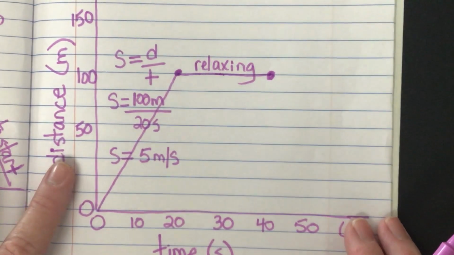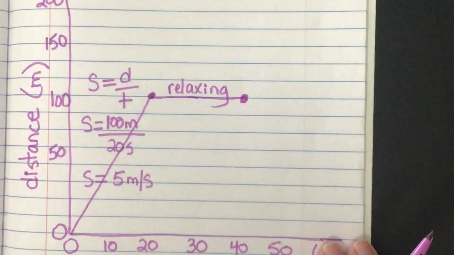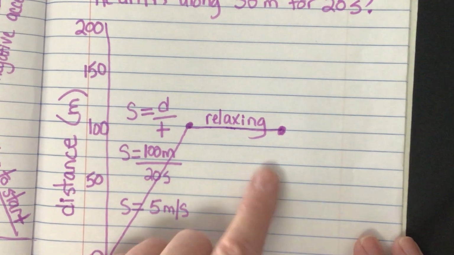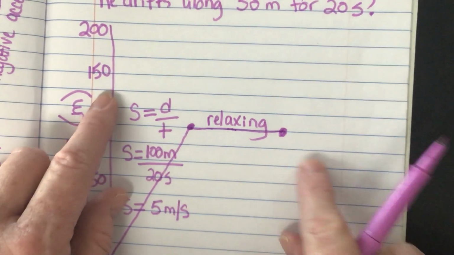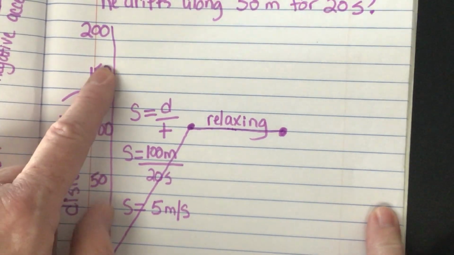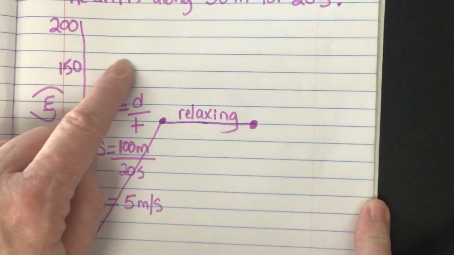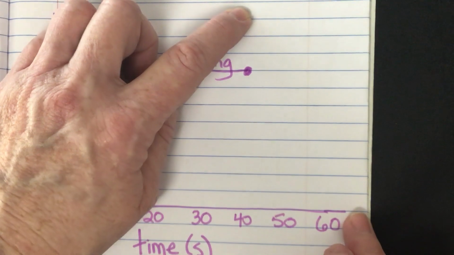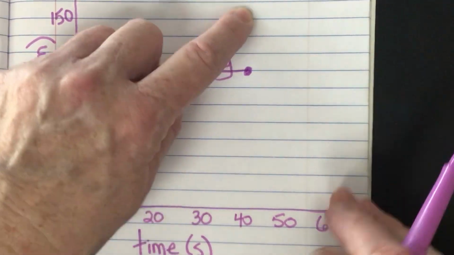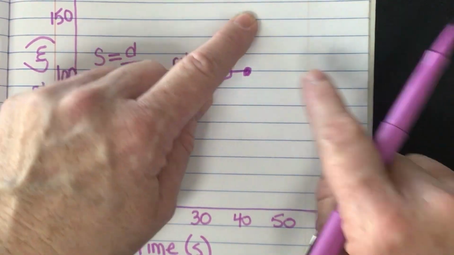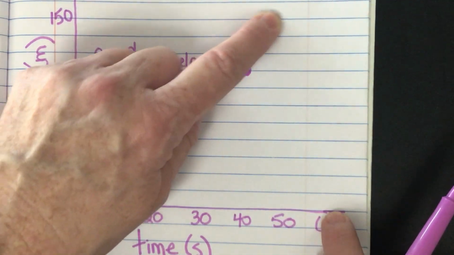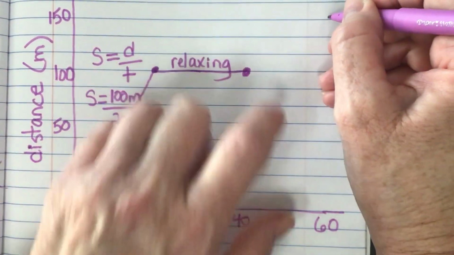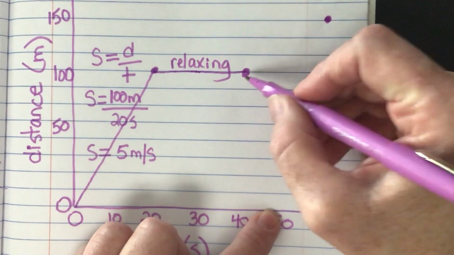And now what does he do? After that, he drifts along 50 meters. So he goes another 50 meters. So let's go from 100 to 150. Go over. And it says he went 20 seconds. So we want to go from here over to 20. So that would be 60. So we're going to make a dot right there.